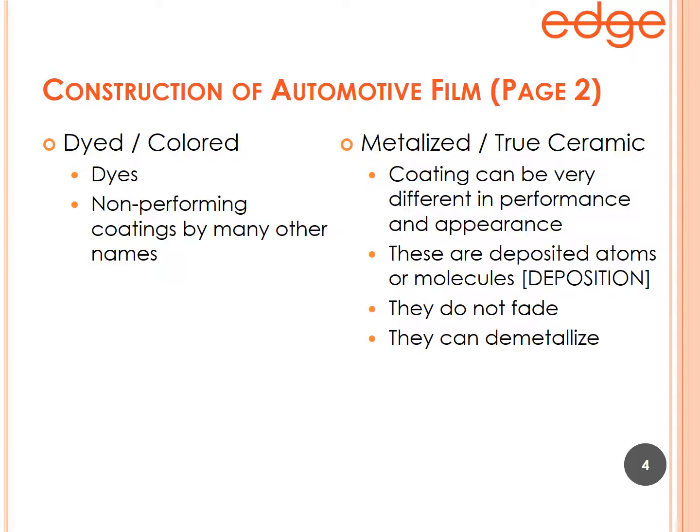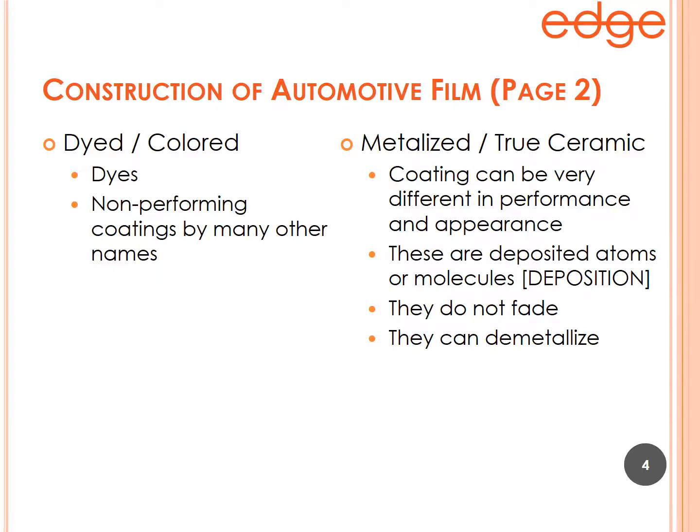The next category, metallized or true ceramic films. Now these two categories, metallized and true ceramics, are very different in performance and in appearance, but their construction, the way they're built, is very similar. They're built by depositing, in a very complex physical way, atoms or molecules onto the surface of the plastic film that makes up the window film. These ceramic and metallized atoms and molecules don't fade. They don't have a color impregnation associated with them that can fade.